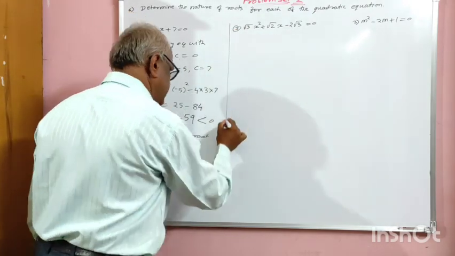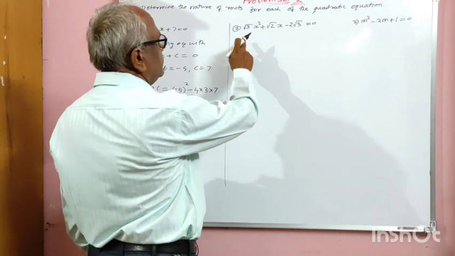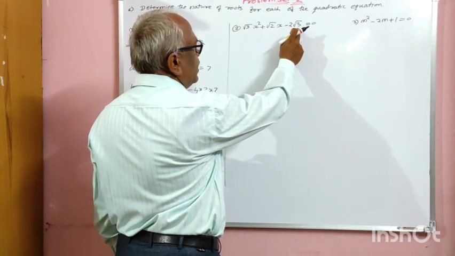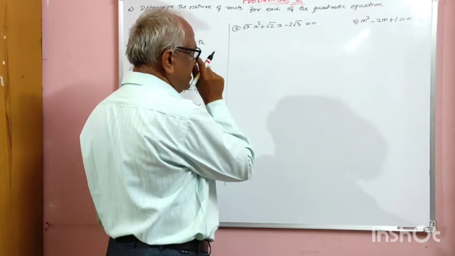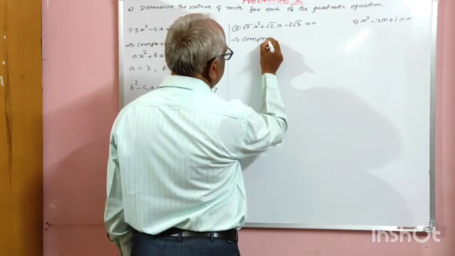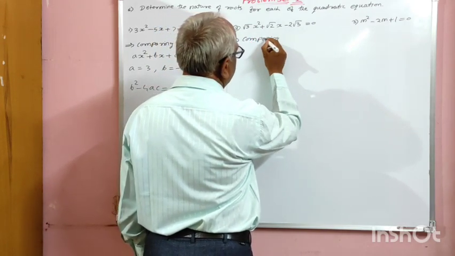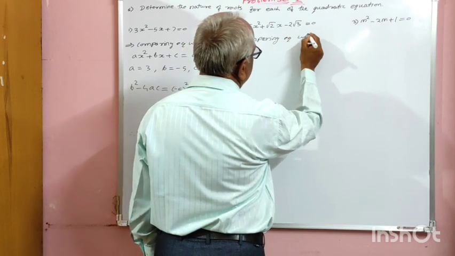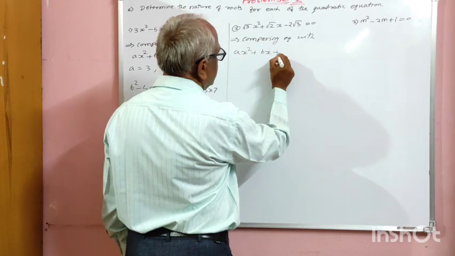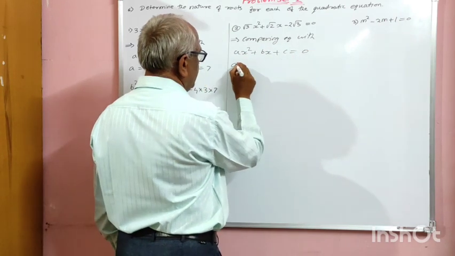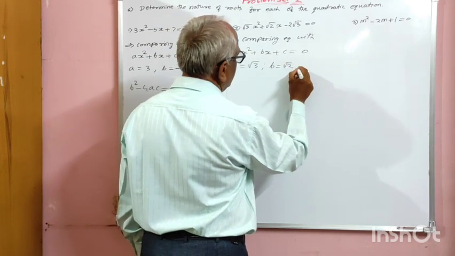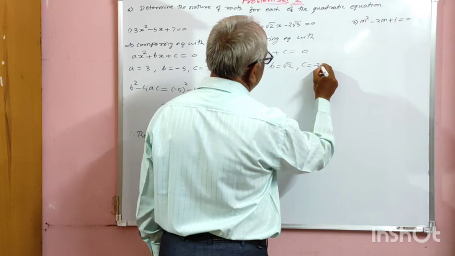Now second one, under root 3x square plus under root 2x minus 2 under root 3 is equal to 0. Now here comparing equation with ax square plus bx plus c is equal to 0, where a is equal to under root 3, b is equal to under root 2 and c is equal to minus 2 under root 3.